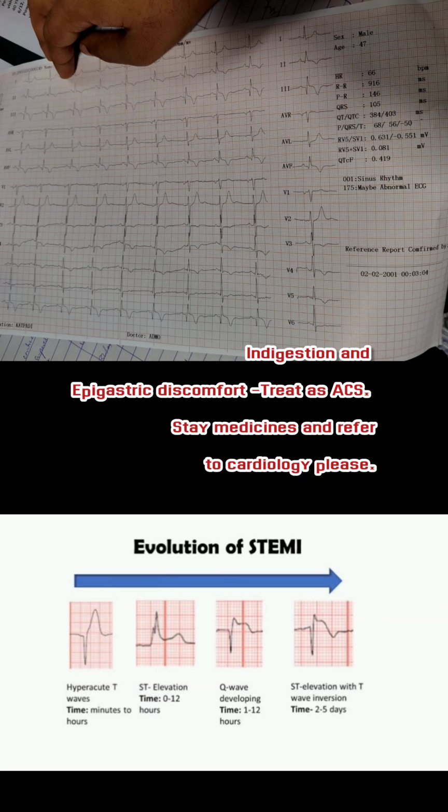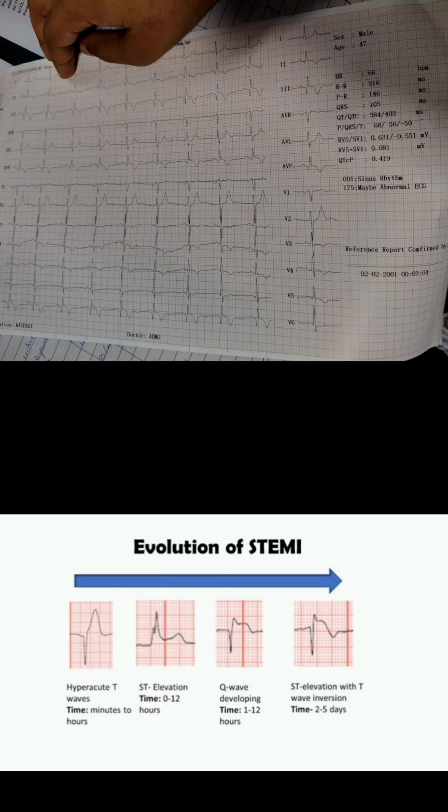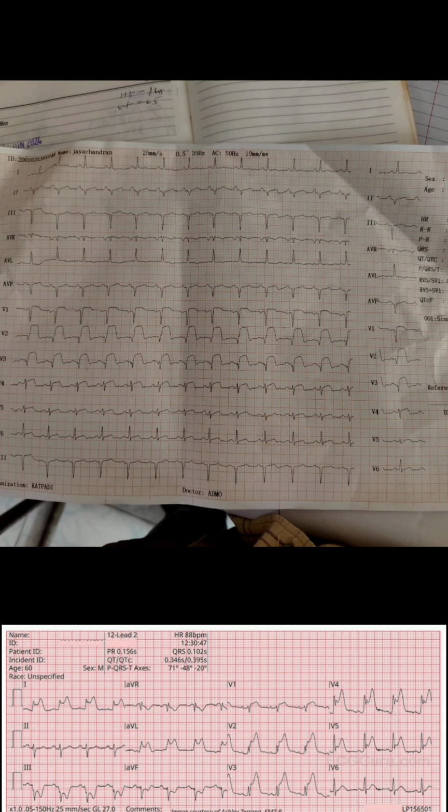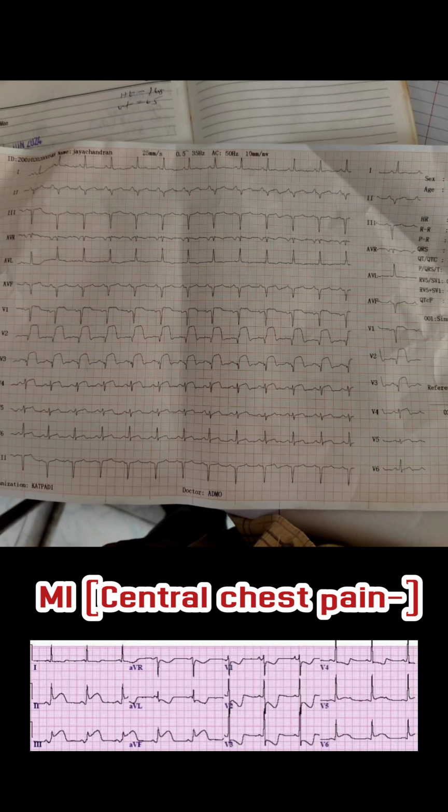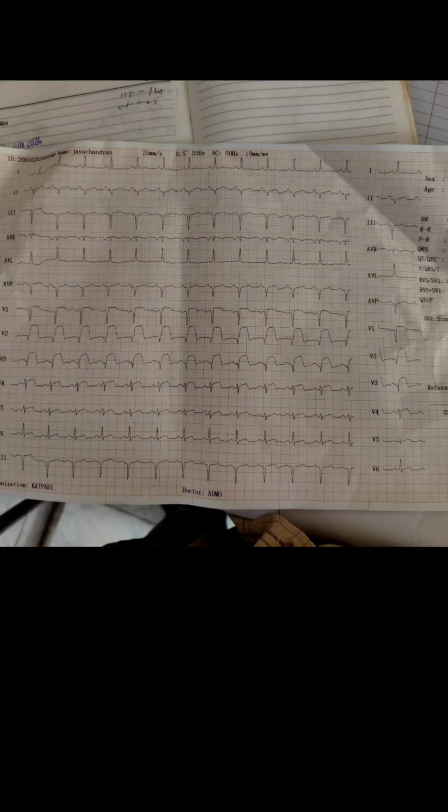In leads 2, 3 and AVF, there is a deep T wave inversion along with a slight ST elevation. So we have to treat it as ACS, give stat medicine and refer to cardiology. There they underwent a stent operation and followed up well. ST segment elevation in V1, V2, V3 and V4 is acute MI. So 2, 3, AVF is inferior wall MI with reciprocal changes in the chest leads.